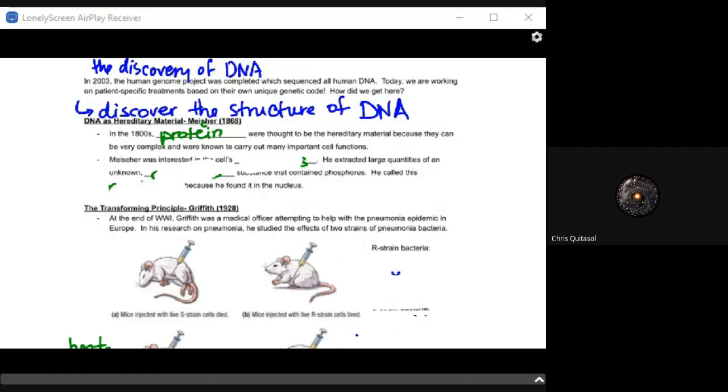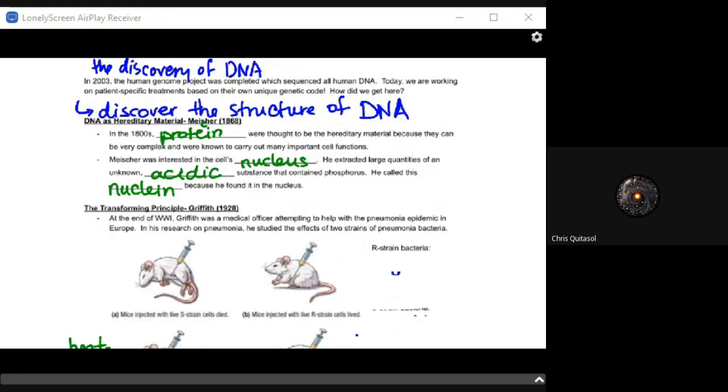Miescher was interested in the cell's nucleus, and he was able to extract large quantities of an unknown acidic substance that contained phosphorus. He called this nuclein because he found it in the nucleus. So he extracted this acidic substance that contained phosphorus from the nucleus.